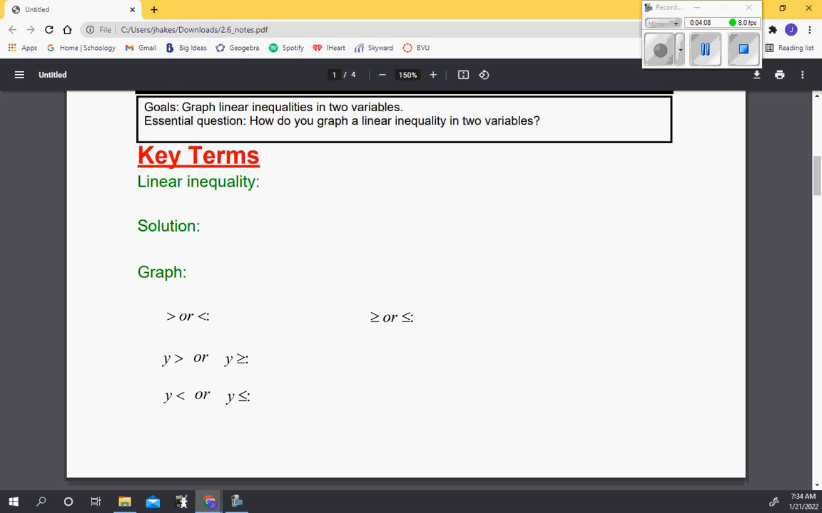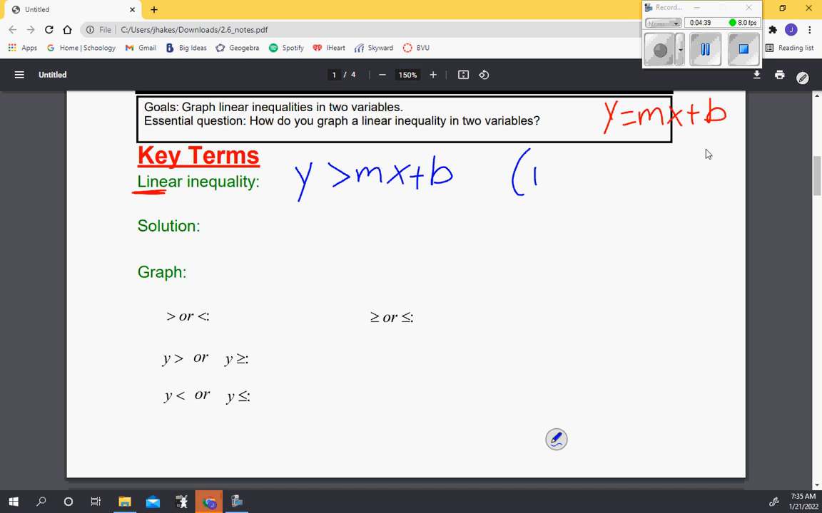Linear inequality. Let's start with the word linear. A word in linear is line. We've been working with lines throughout Chapter 2. And we've been using this equation, y equals mx plus b. Linear inequality is very similar to that. But instead of an equal sign, it's a greater than, less than, greater than or equal to, or less than or equal to sign.